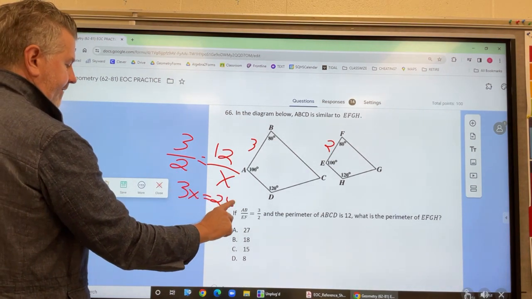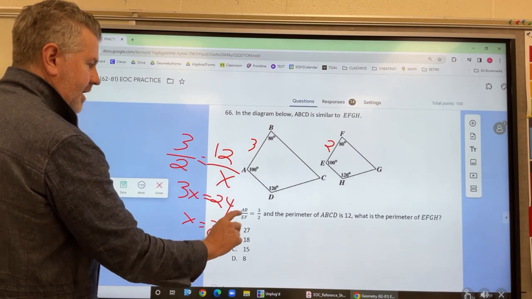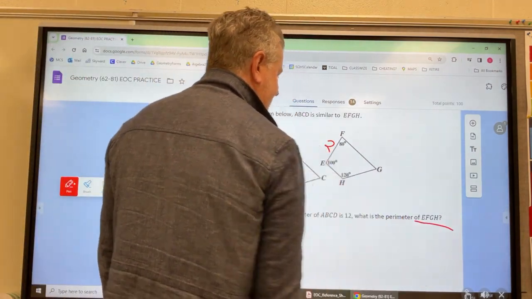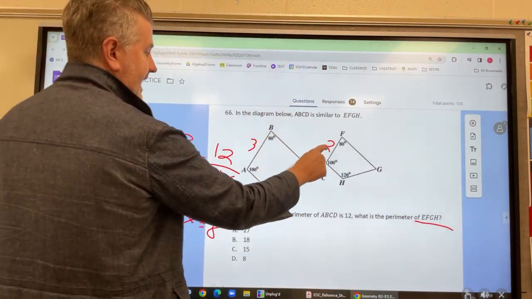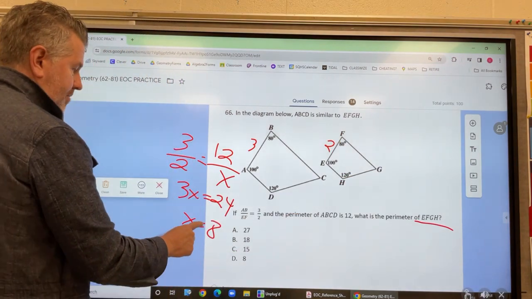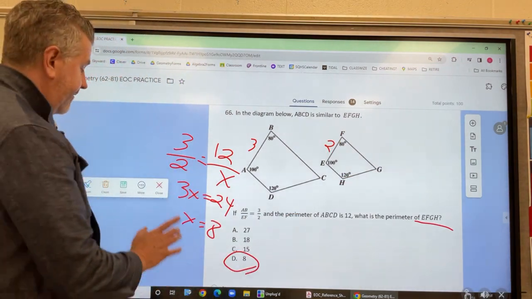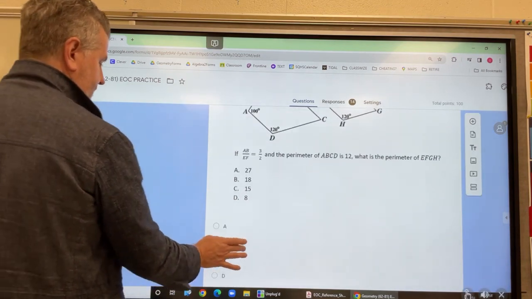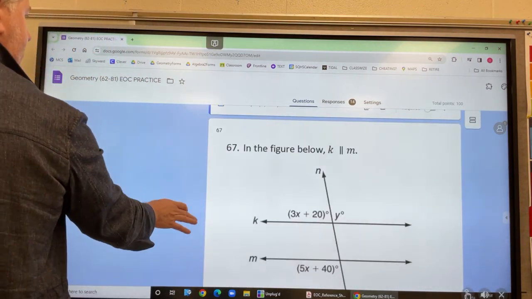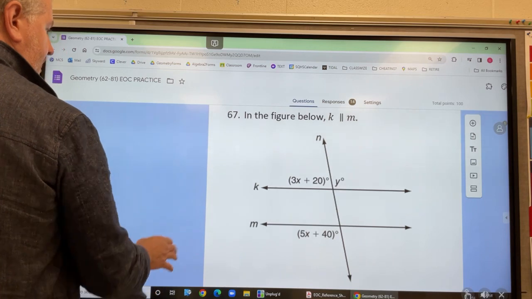3x would equal 24, x would be 8. But what does it ask for? It asks for the perimeter of EFGH. So that would be, oh, that is 8. X is what we solved for. X is the perimeter that we solved for. So we're going to go with D on that one. Notice how I double check myself on every one.